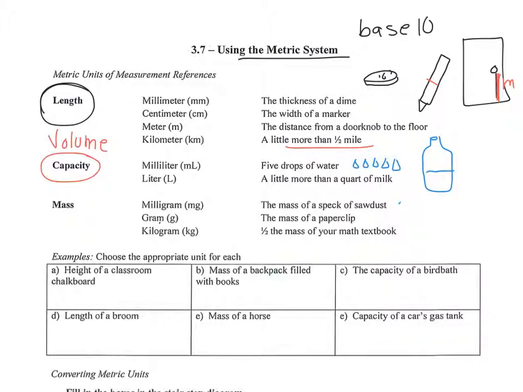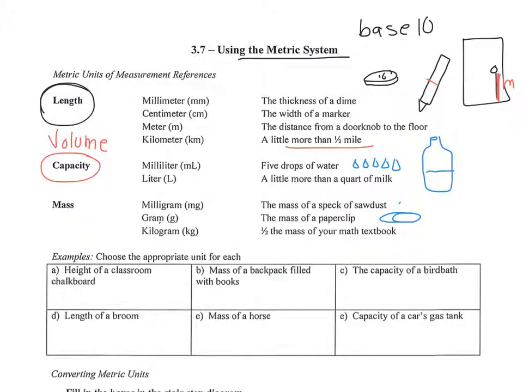A gram is how much a paperclip weighs. And then a kilogram is about half the mass of your textbook. So if you lift up your textbook, about half that is a kilogram.